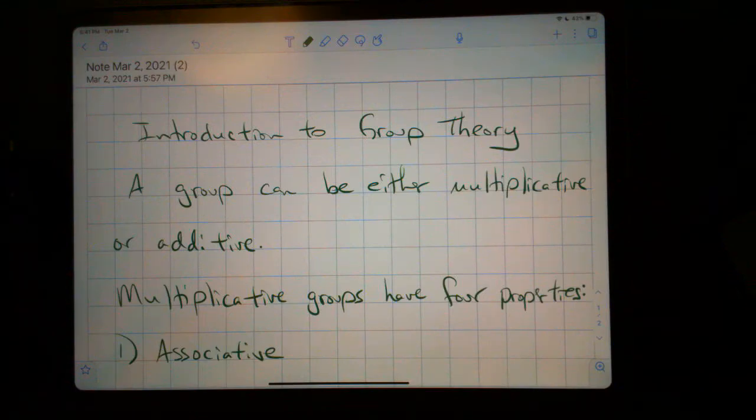Hello, this is just an introduction to group theory. This is not anything to do with pre-calculus. This is just for a future math class that you might take. So you can have two different types of groups. You can have multiplicative groups and you can have additive groups.